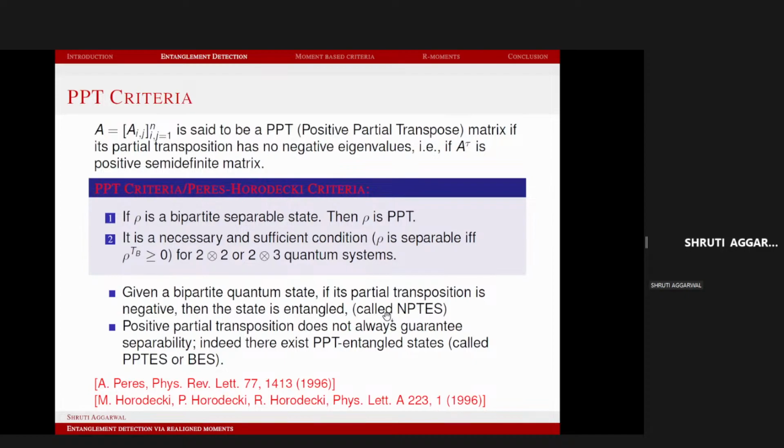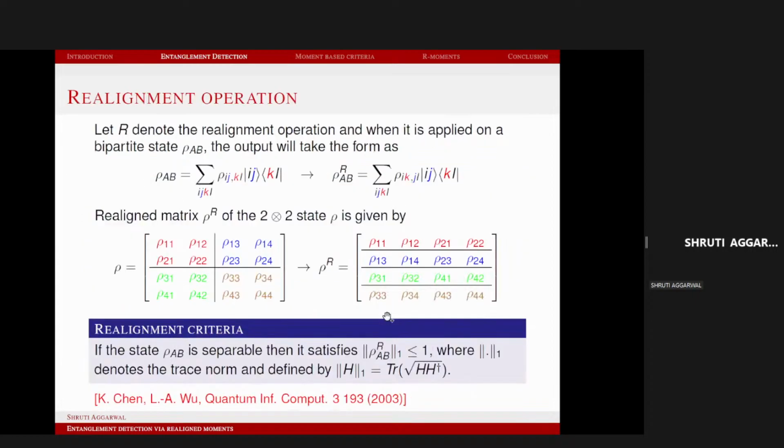In higher dimensions, there exist states which are PPT and they are not separable, they are entangled. These states are called PPT entangled states or bound entangled states. And if the partial transposition is negative, then the state is entangled and it is called an NPT entangled state. So the partial transposition criterion cannot detect bound entangled states or PPT entangled states because it is a necessary and sufficient condition only in two-qubit and qubit-qutrit systems.